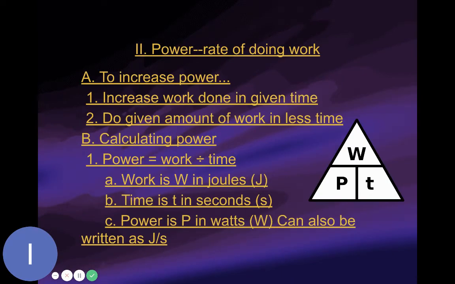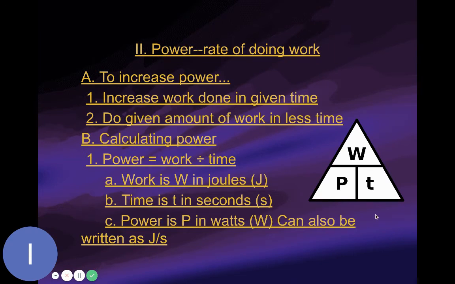All right, so now going into power, we're going to define what the term power is and talk about the equation here as well. So power simply means the rate of doing work, or the rate at which work is done. So essentially, the faster we do work, the more power we're going to exert. Okay, so to increase power, we're going to increase the work done in a given amount of time. So if we do more work in the same amount of time, we're going to increase power. Or if we reduce the amount of time and still get the same amount of work done, then we also increase power. So either increasing work in a given time or doing the same amount of work in less time. Those are ways that we can increase power.